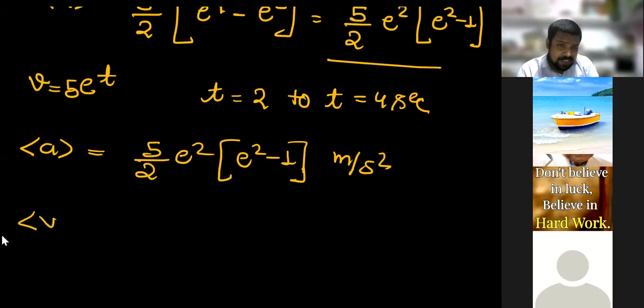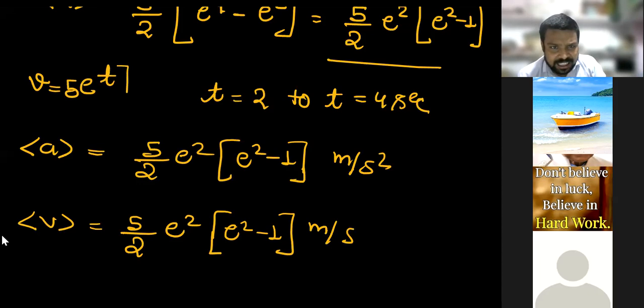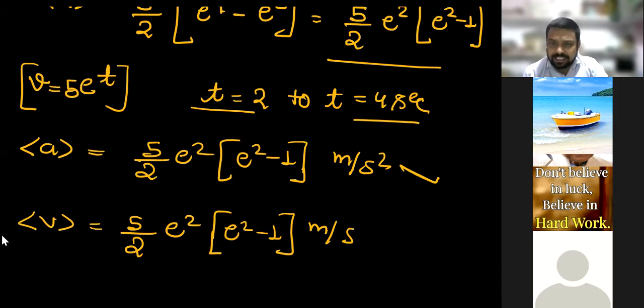And what is the average velocity? This is again 5 by 2 e square into e square minus 1 meter per second. So let us see, if the given function is exponential, then from t equal to 2 to t equal to 4 seconds, the average acceleration and average velocity both are the same or not? Both are the same. So this is the beauty of this question or not? Clear?